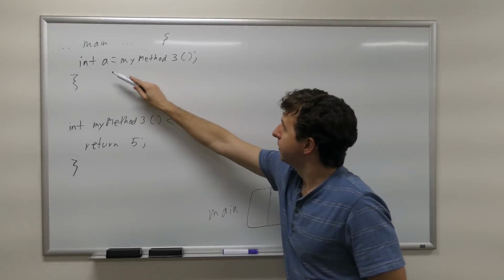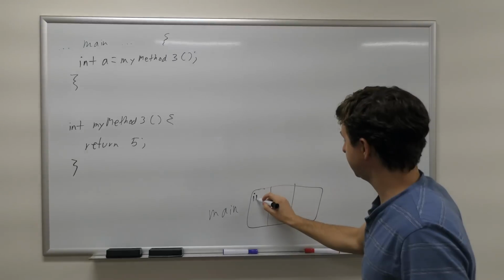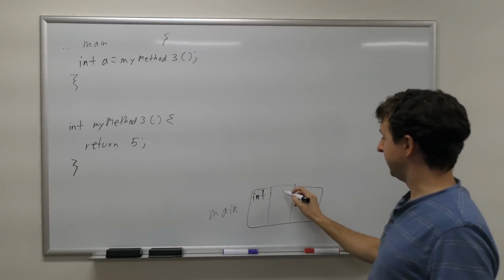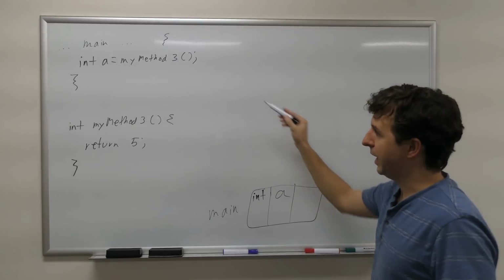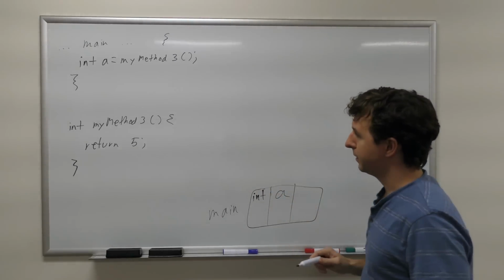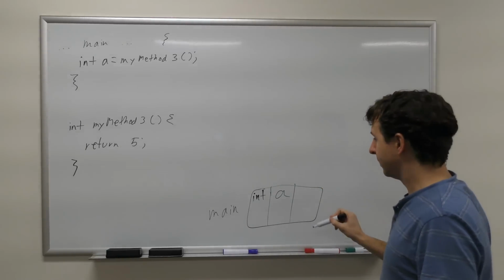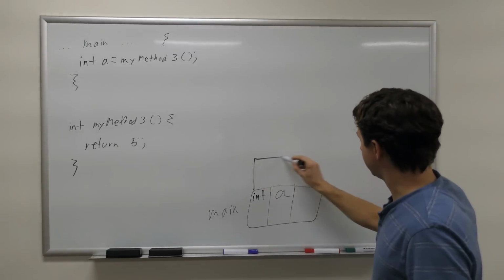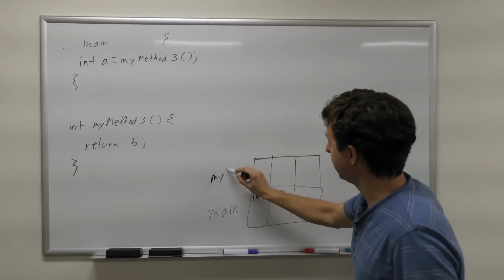First line of code, we define a variable which is of type int. Its name is a, and its value is assigned to the output of this method. Okay, so we can't actually put anything here yet. We have to add an entry onto the stack for my method 3.